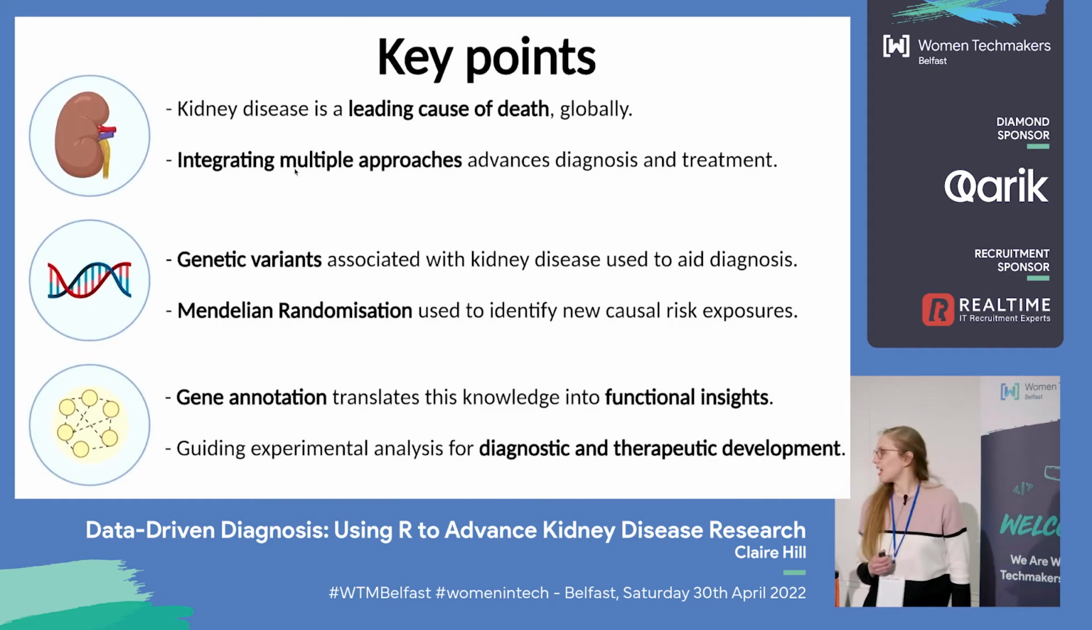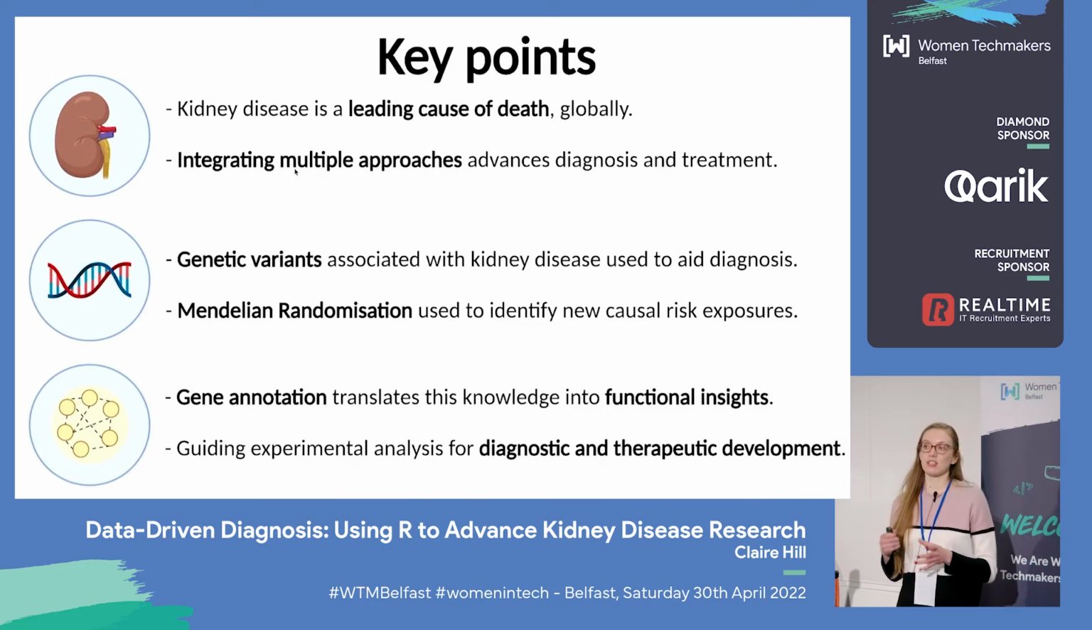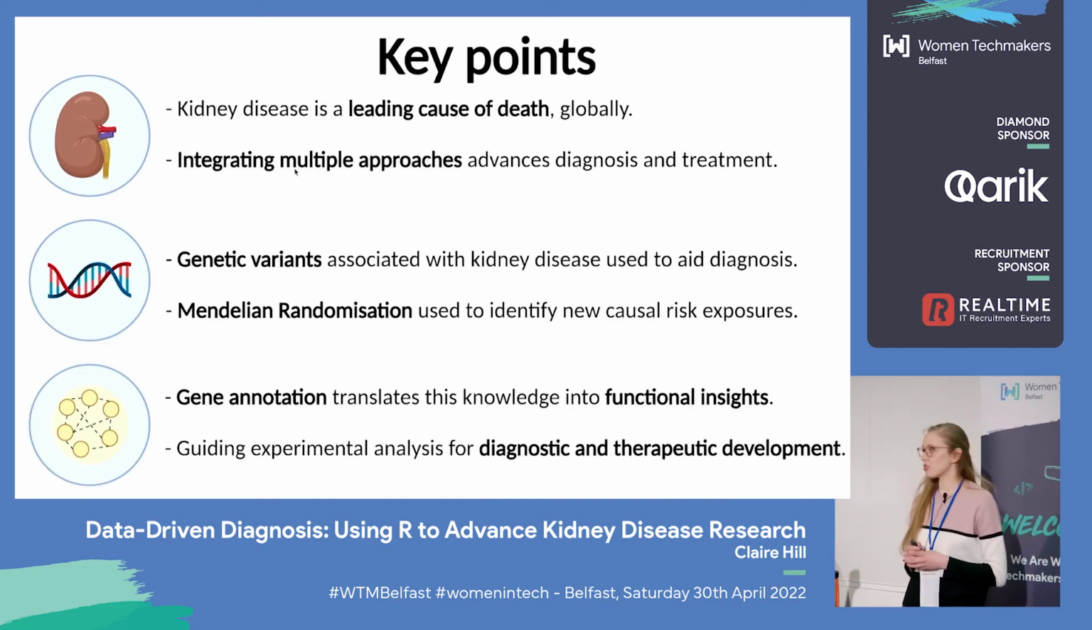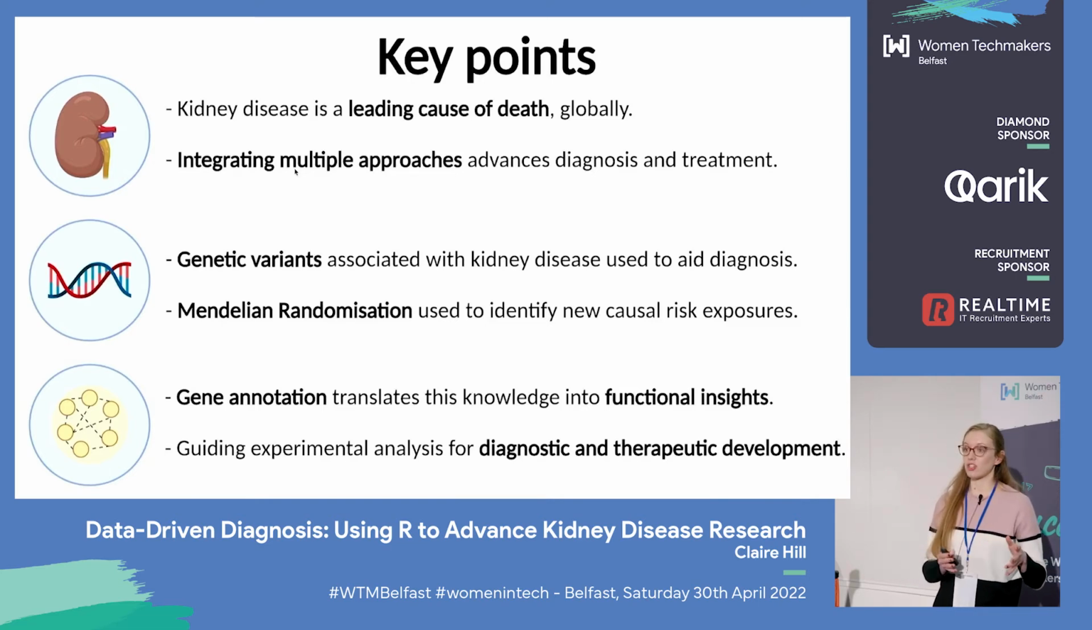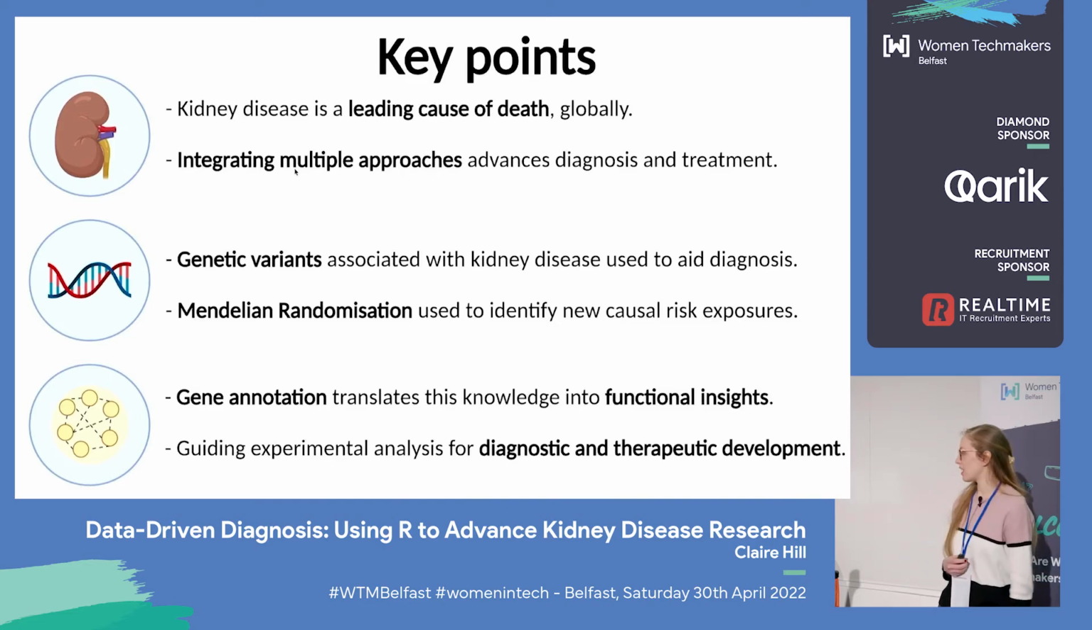So to summarize, kidney disease is a leading cause of death globally, and we know that integrating multiple approaches is really what we have to do nowadays to understand this complex disease, to aid diagnosis and treatment planning. There are genetic variants that are associated with the onset and progression of this disease, and we can use these not only to aid diagnosis, but via Mendelian randomisation, we can use them to also identify new causal risk exposures. And we can also do gene annotation to translate this knowledge into functional insights, which can be used in the future to aid diagnostics and therapeutic development.